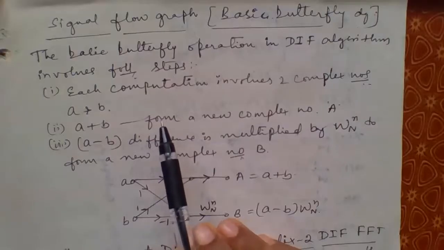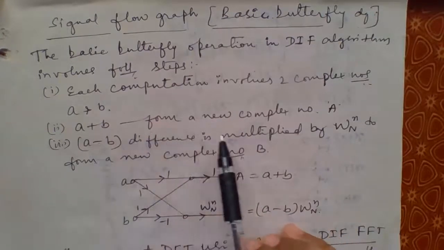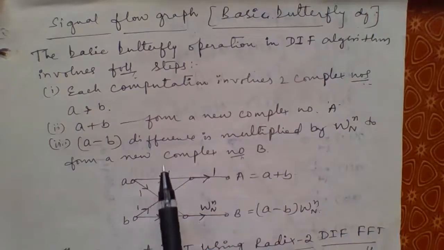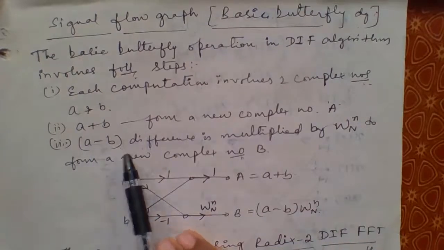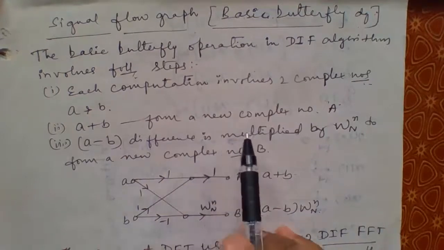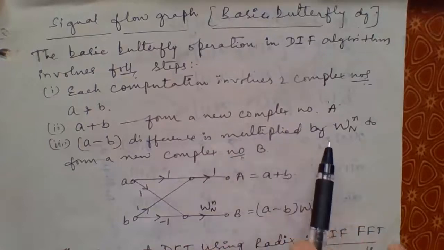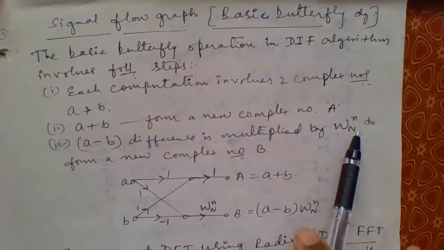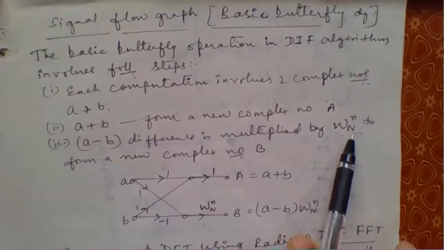Whenever you add the two samples of x of n, let us call them A and B, you are going to get a new complex number. Let us call this A. And also there is a difference, that is A minus B, between the samples. From the derivation of the DIF algorithm, we have seen that after taking the difference, that difference will be multiplied by the twiddle factor W raised to n with the suffix N, and the suffix is going to change as per the stage. As per the stage, it may be N by 2 or N by 4.